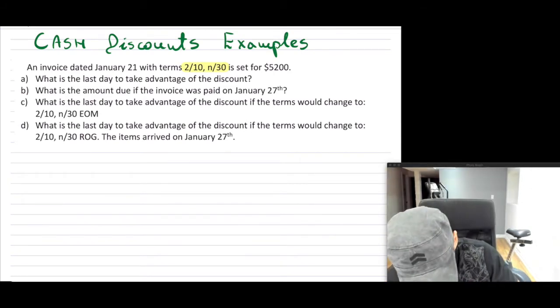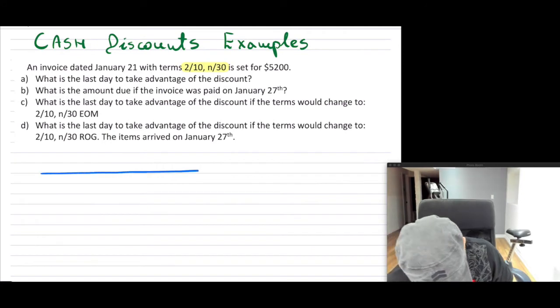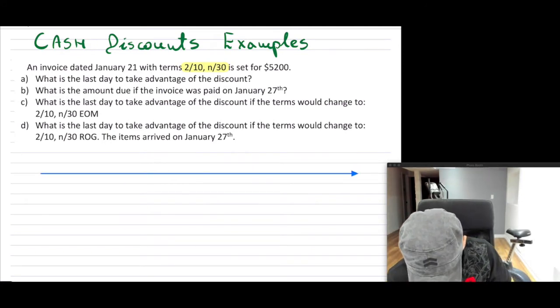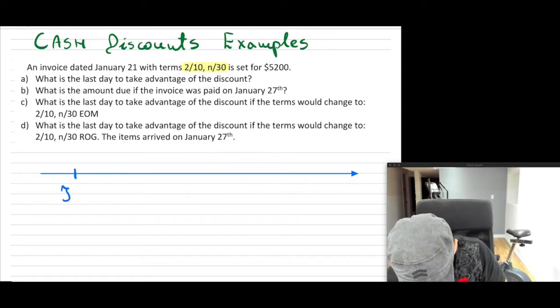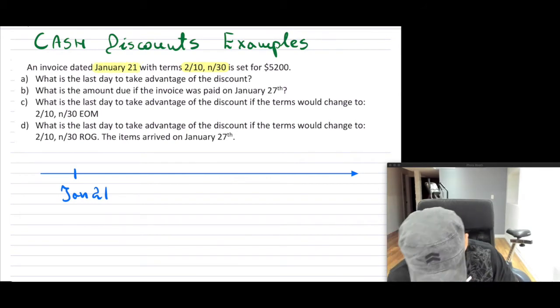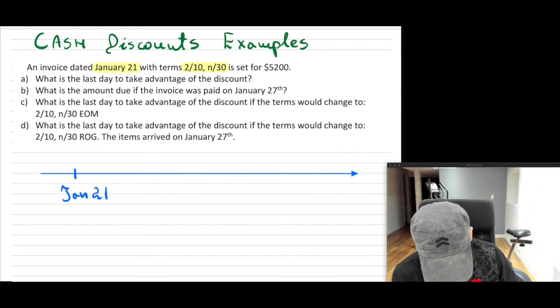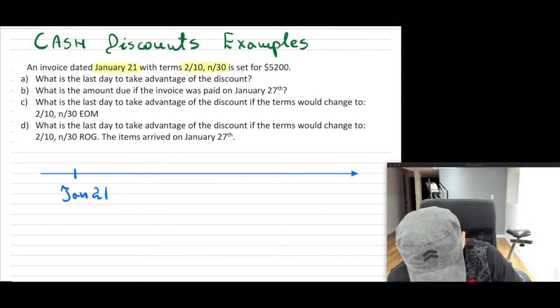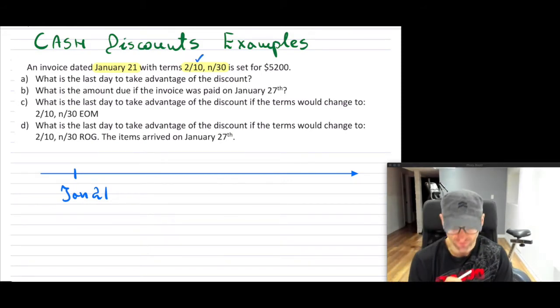So I'm going to draw a timeline for myself here, which is what I like to do with these cash discounts. And I'm going to put in the date, January 21st, because that is when the invoice was dated. Now, what this tells me is that within the first 10 days, I will get a 2% discount if I pay.